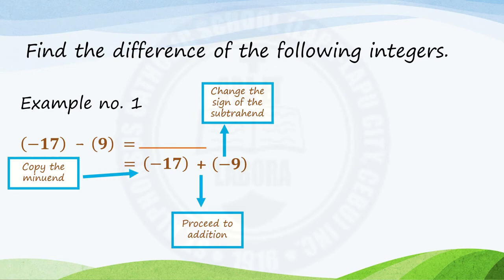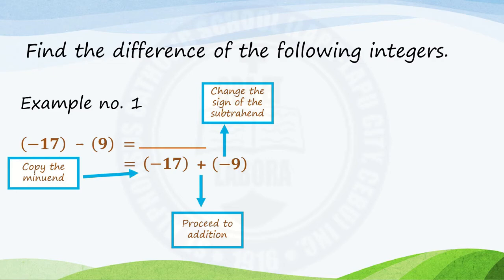Okay, let me sing for you. Same sign, add and keep, different sign, subtract. Use the sign of the bigger number, then you'll be exact. Same sign, add and keep, different sign, subtract. Use the sign of the bigger number, then you'll be exact.